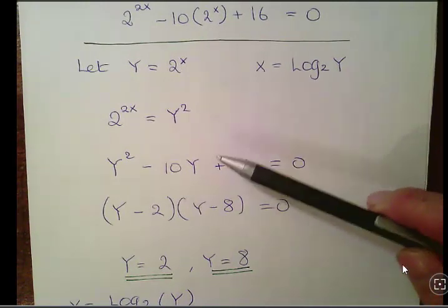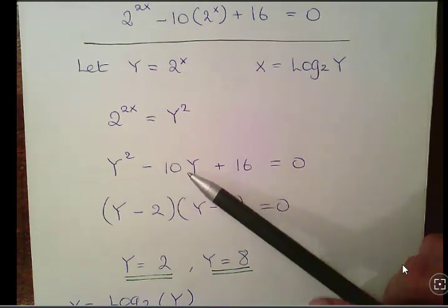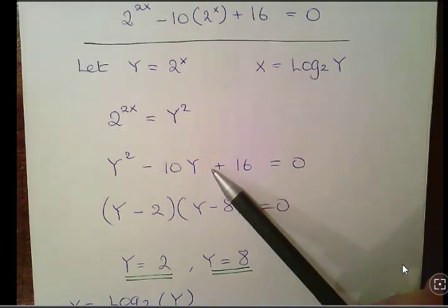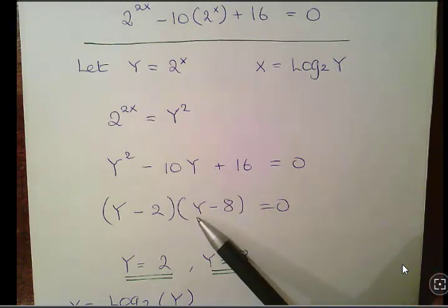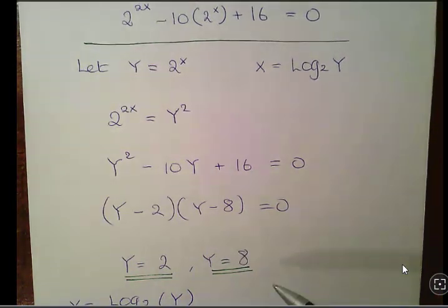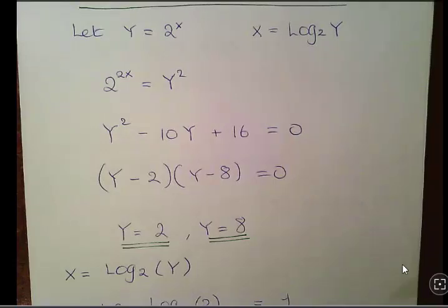So what we're going to do here is re-express the equation we have above as follows: y squared minus 10y plus 16 equal to 0. When we factorize that, we get y minus 2 times y minus 8 equal to 0, so therefore y is equal to 2, or y is equal to 8.